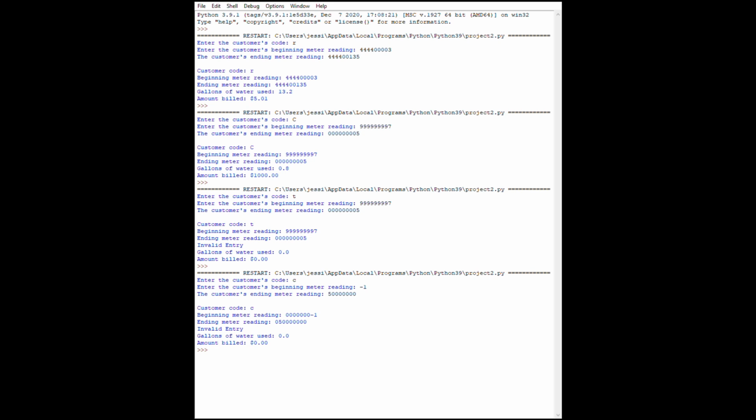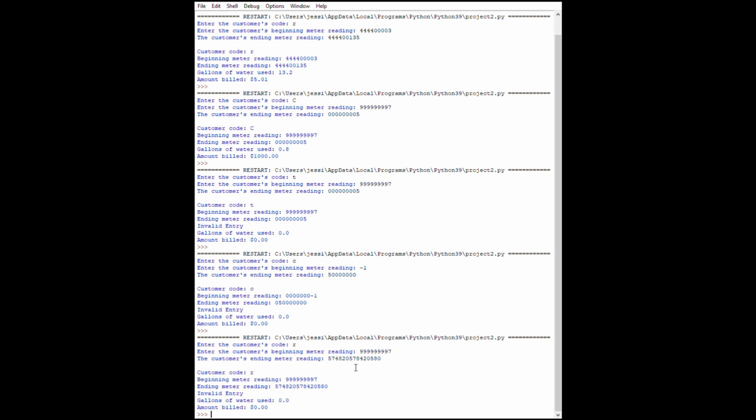Let's make the second one be invalid. So if we do R and then if we have something huge out of bounds, then it's going to be another invalid entry.